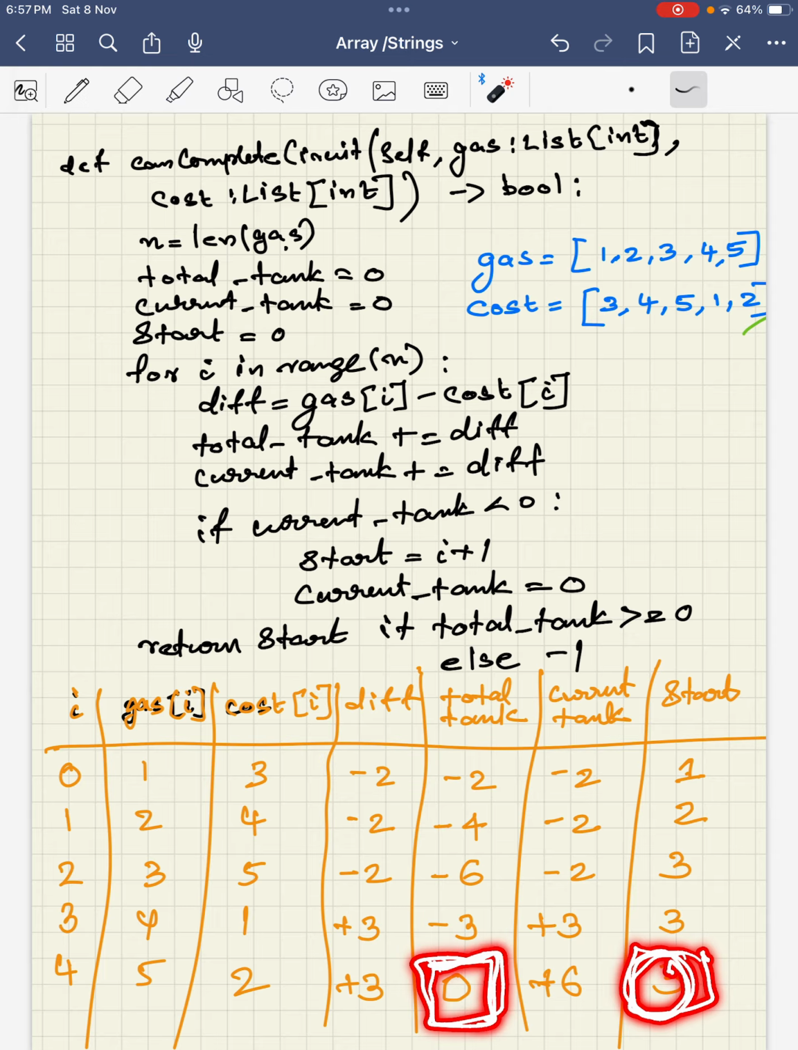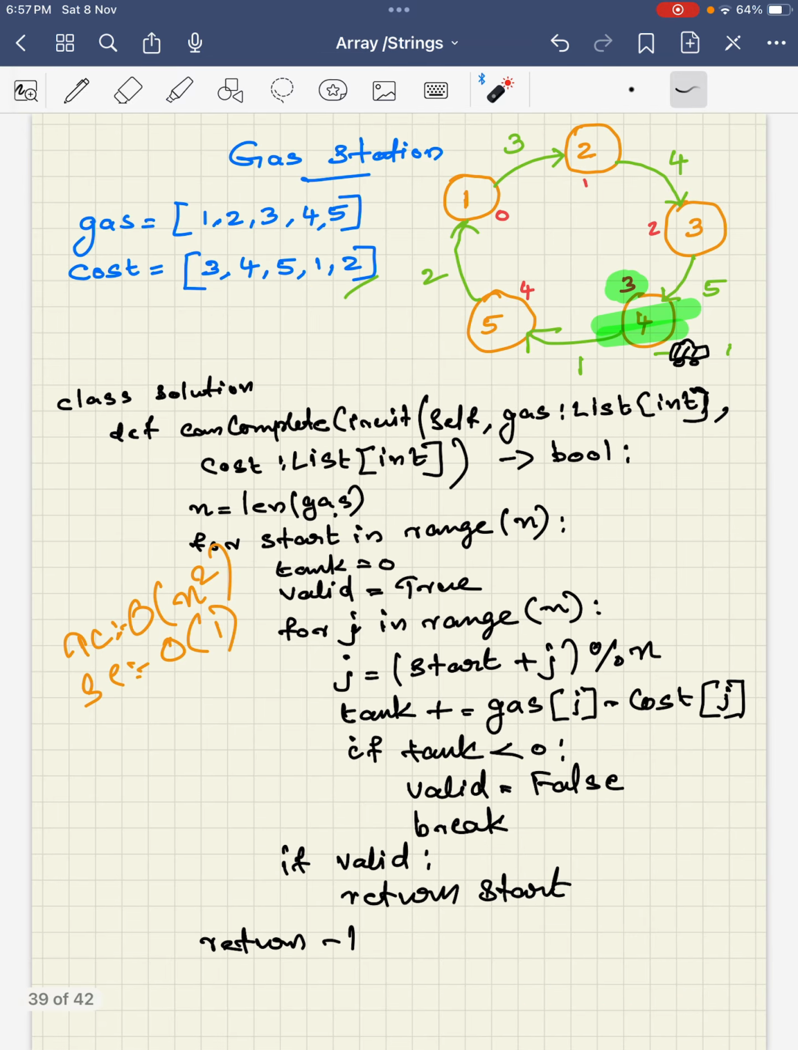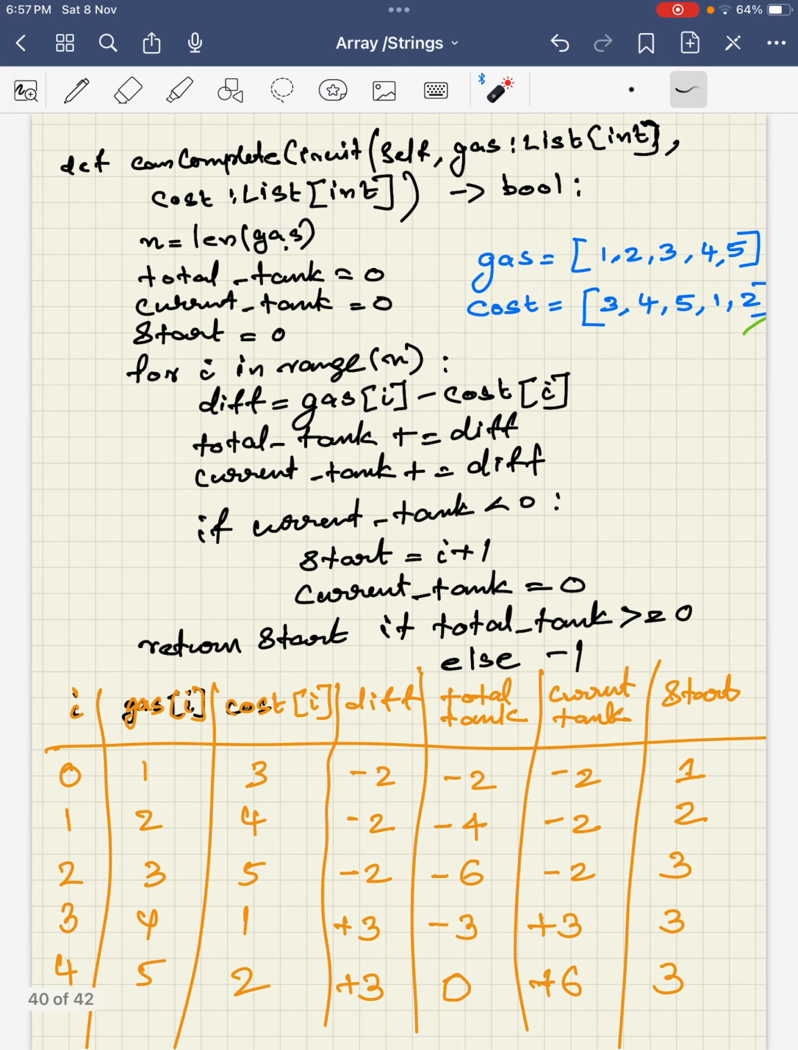If this was not the case, if there's some negative number, we would have been returning -1. So here we got the answer as the index 3. Let's see the particular example we have discussed. See, the index 3 is what we need to return. That's where the car or the vehicle starts. So this is a nice, elegant way to approach it.